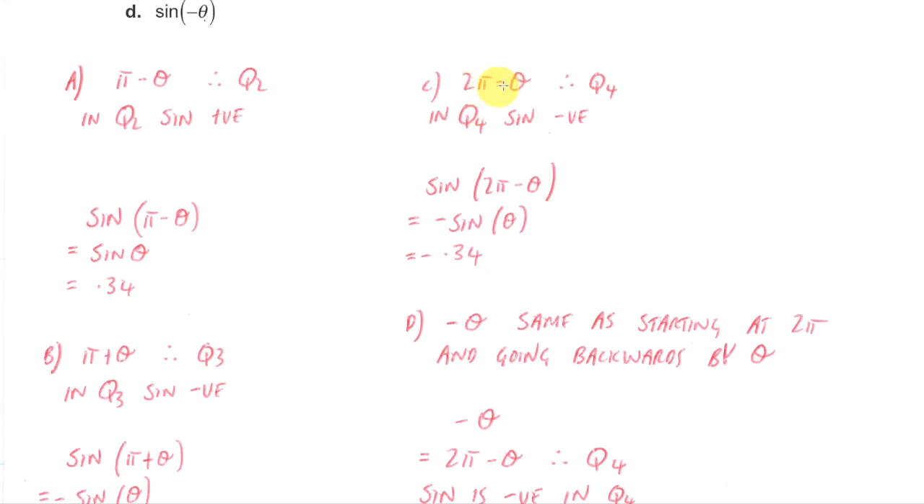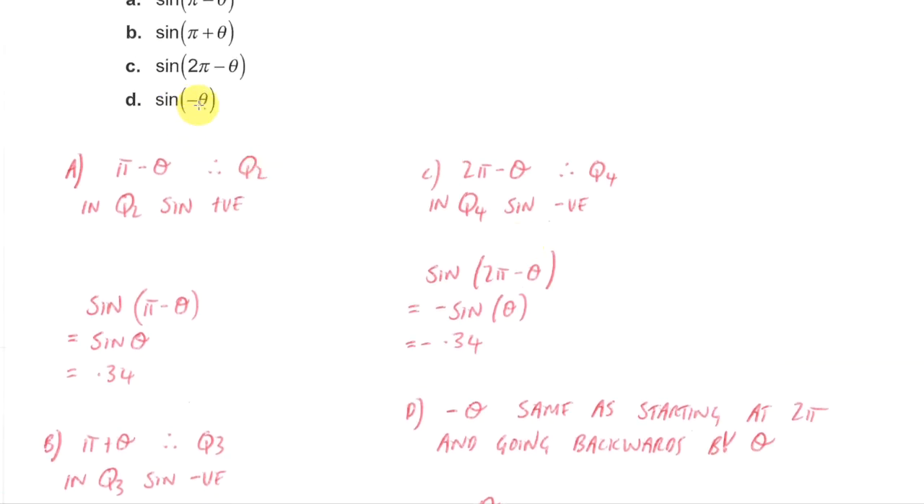C, sine of 2 pi minus theta. 2 pi minus theta, there we're starting at 2 pi and going backwards by theta, so we're in the fourth quadrant. So sine of 2 pi minus theta is the same as minus sine of theta, because it's in quadrant 4, sine is negative, so it's negative 0.34.